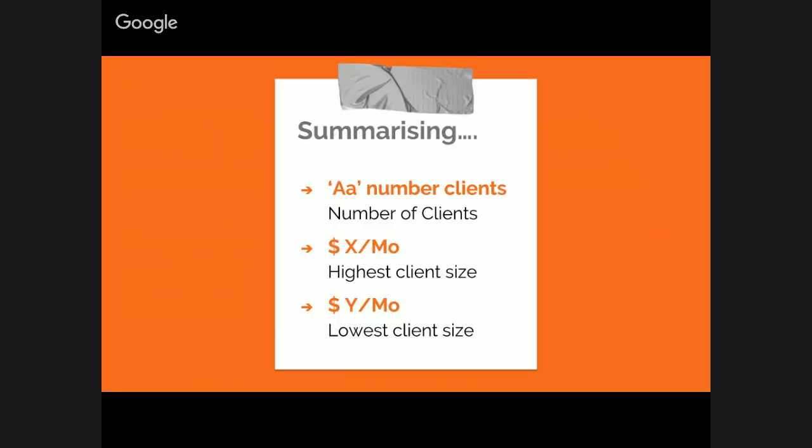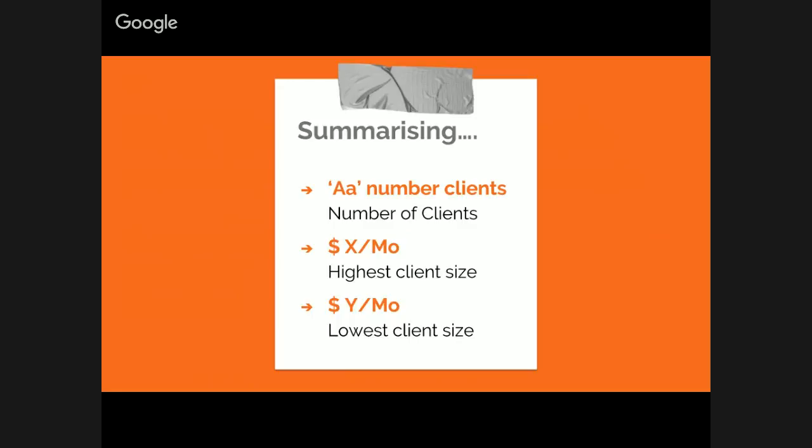You have worked with a number of clients. It can be 10, it can be 20, it can be 100, 200 clients in your lifetime. Out of those clients, the highest client size was $X a month. It can be $10, it can be $50 or $5,000 a month. And the lowest client size was $Y a month. It can be $1 a month, it can be $100 a month, or $10,000 a month. So just summarize your answers. This will help you stay focused.